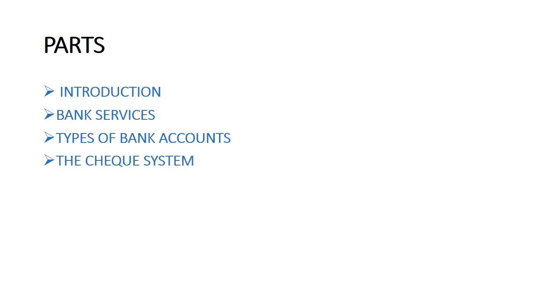So far, we've looked at the introduction, the bank services and facilities, types of bank accounts and other types of banks. Then we're going to take a look at the check system, and we're going to end with the central bank. Okay, so we're going to take a look at the different types of checks. But what is a check?